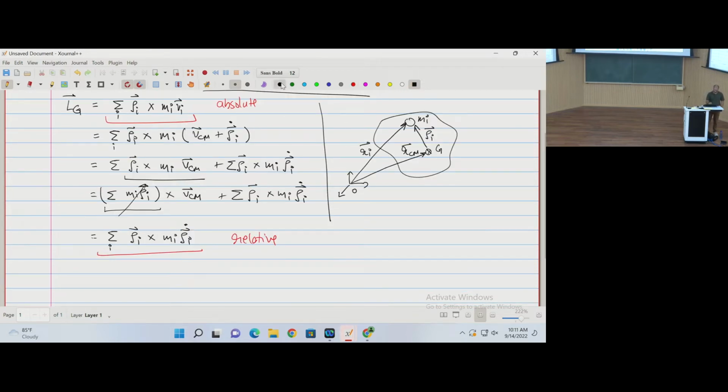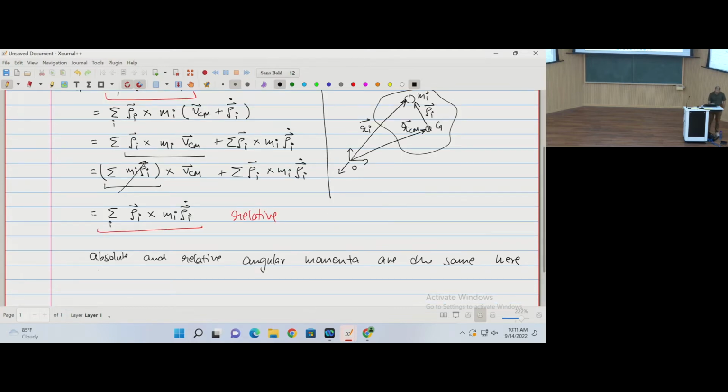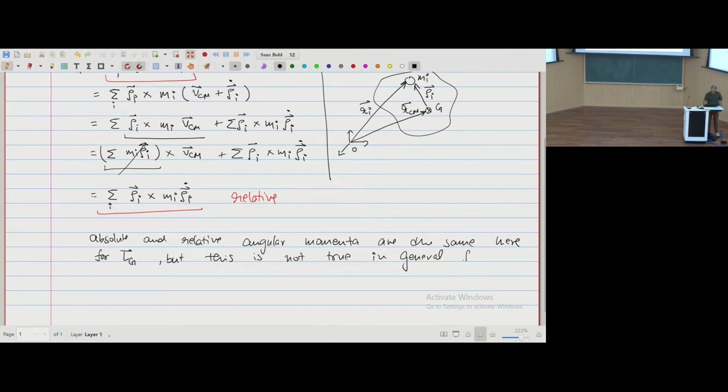It's worth writing that this is not true in general. This is not true in general for a point P that may be moving. The center of mass here is also moving.